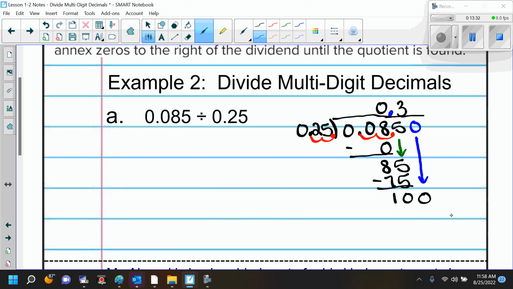And now we can continue dividing. So 25 goes into 100 how many times? 4 times. And 4 times 25, of course, is 100. And now we have a 0 remainder.